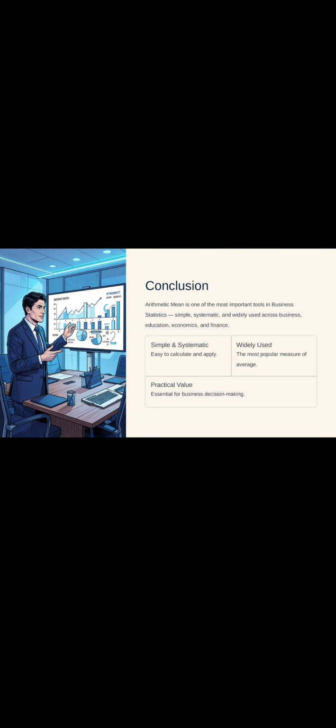So, in conclusion, arithmetic mean is one of the most important tools in business statistics. It is also important for good decision making. It is simple, systematic and widely used across business, education, economics and finance.